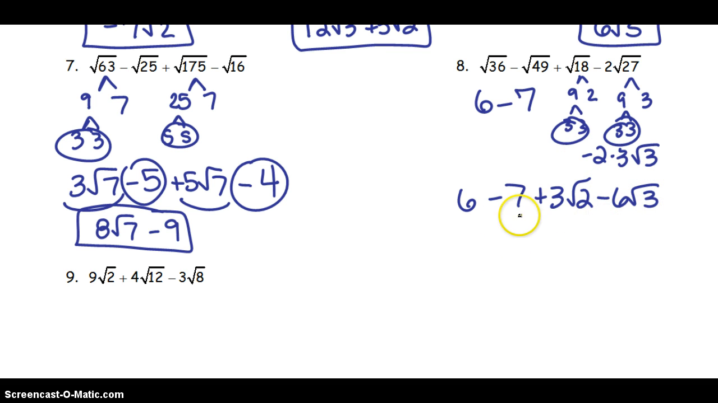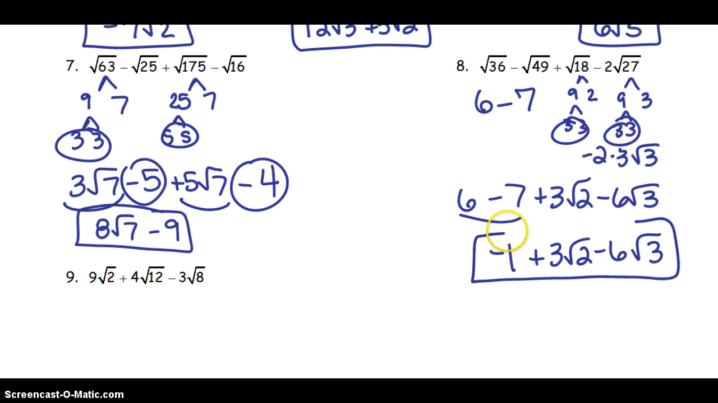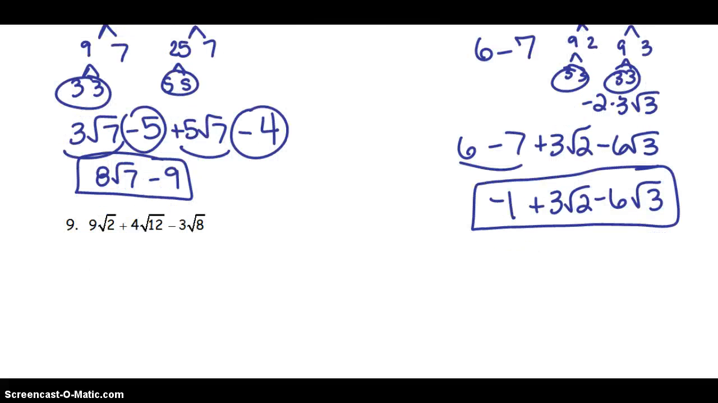After this, the only thing we can combine is the 6 minus 7. The 3 root 2 and the 6 root 3 are just going to be rewritten because we can't actually combine those together. And the last one, we have 9 root 2, can't do much with.